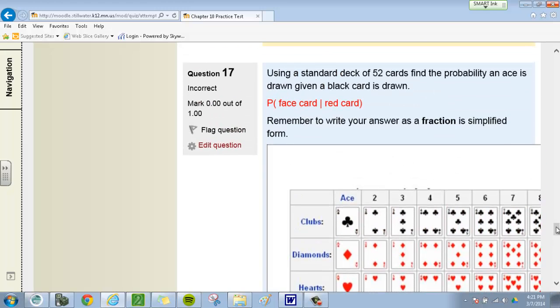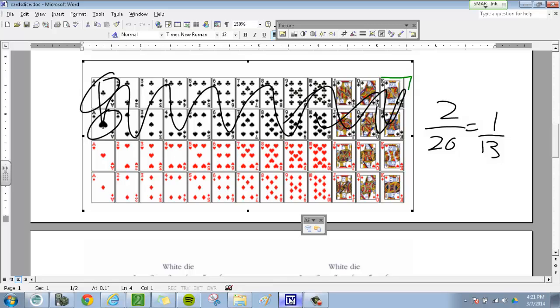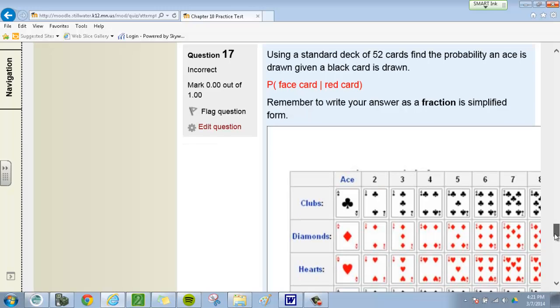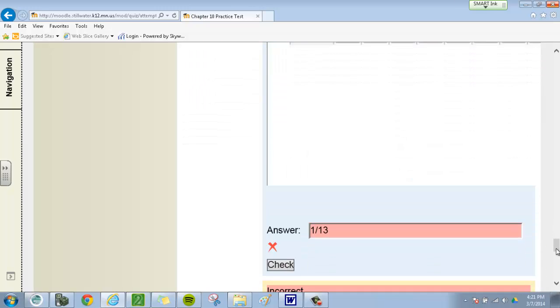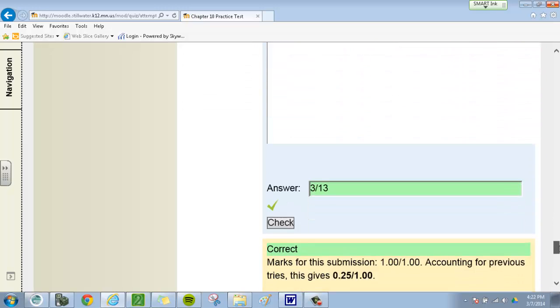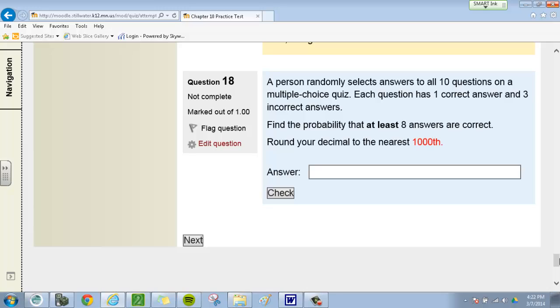I got to change this problem. What about a face card given it's a red card? Well, let's go back to it. Given us a red card, there's 26 red cards, so that doesn't change. How many are face cards? 6, which reduces down to 3 over 13. So let's see if that's the answer. Hopefully one of these is the right answer. So a face card given us a red card. Okay, checking it. There we go. Okay, so I gotta fix that. I'll fix that. Use a standard 52 cards, find the bottom thing. Okay. Noted.